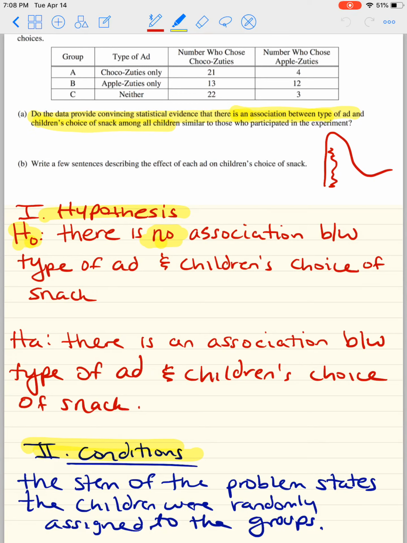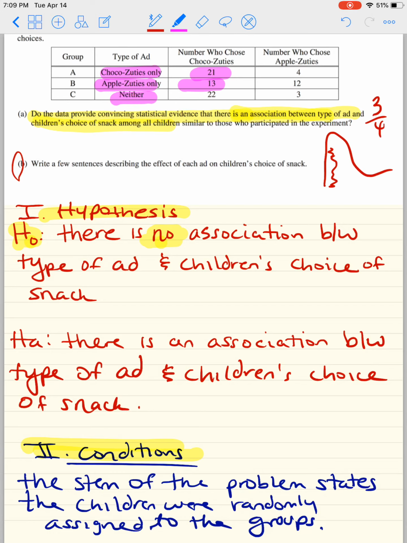Part B here says, so this will give you 3 out of 4 points. Part B says, write a few sentences describing the effect of each ad on children's choice of snacks. So we want to talk about each ad. So add this one. What happened here? Well, 21 is much higher than 4, right? Apple Zooty, 13 is much higher, well, not much higher than 12. Sorry, I meant to say that there's really no effect there, right?